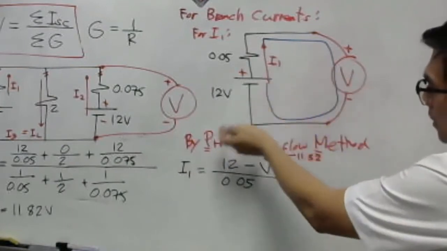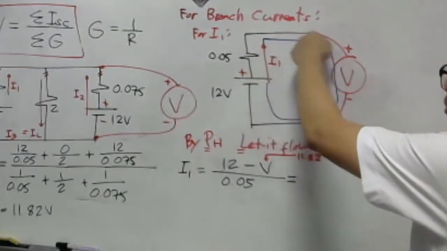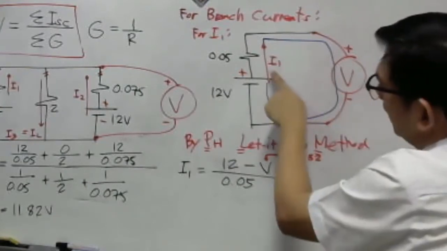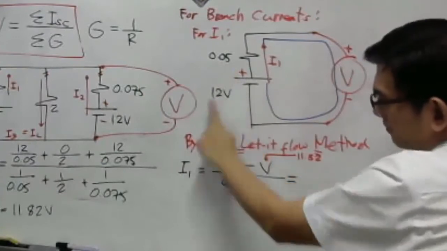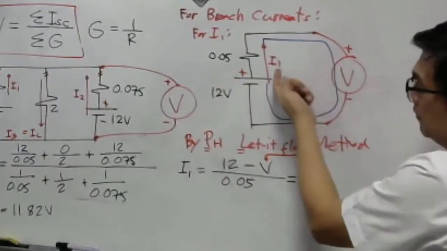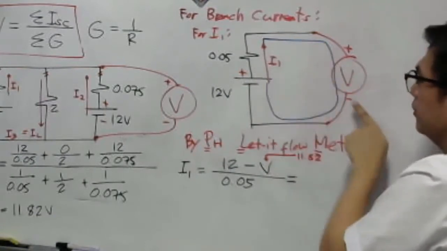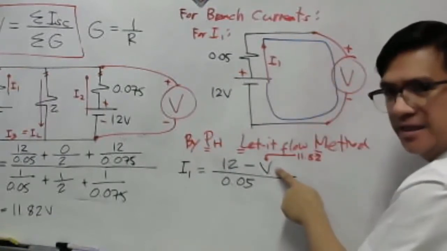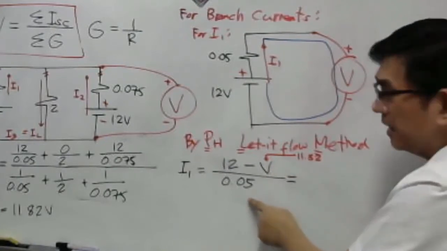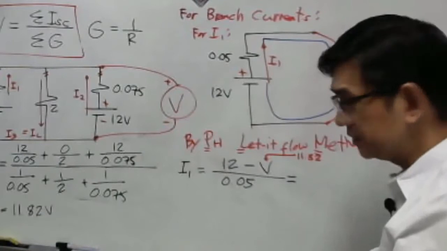Take note here that I sub 1 leaves on the negative terminal of the battery. Then our I sub 1 leaves on the positive terminal. That's why this is positive 12 and this is negative V, because I sub 1 leaves on the negative terminal of the battery. And then, of course, the resistance path, the resistance where our I sub 1 flows.